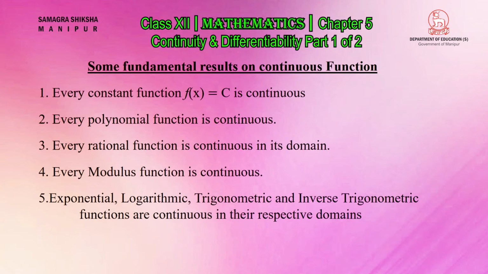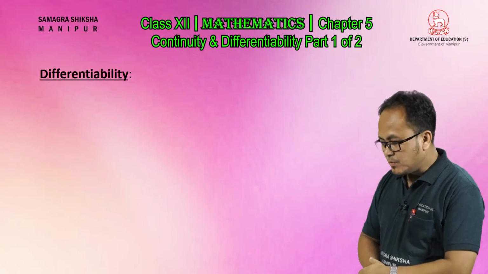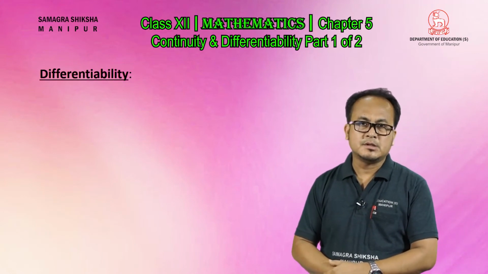Then number 6: the composition of two continuous functions is again continuous. Composition of functions, f circle g or g circle f, we saw in Chapter 2. If the functions are continuous, then any composite function is again continuous. Next, differentiability, derivability.